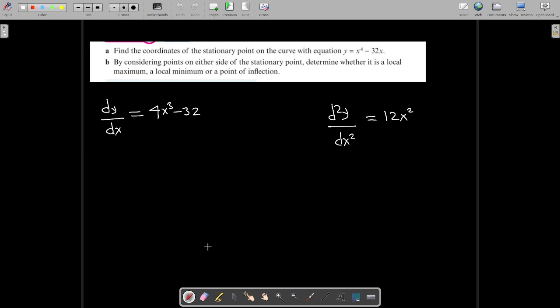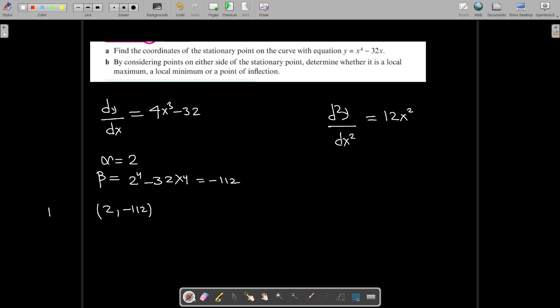So what do I do? Next step is, what's the real root? Find y at 2. So alpha is 2, and beta is x power 4 minus 32x. So 2 power 4 minus 32 times 2 is minus 112. The coordinate is 2 comma minus 112. This is your alpha comma beta.